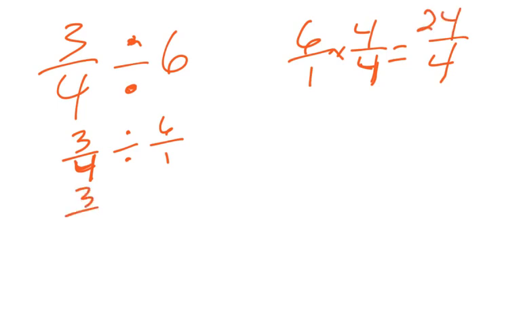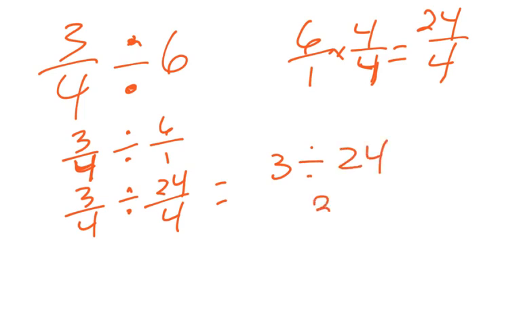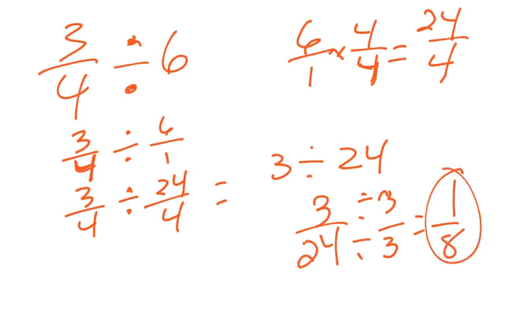Okay, so now I'm at 3/4 divided by 24 over 4. Okay, which is actually 3 divided by 24. When I simplify, I have to divide by 3 over 3 here. I would get 1/8, right? Well, let's check that, okay? So I just showed you it was 1/8.